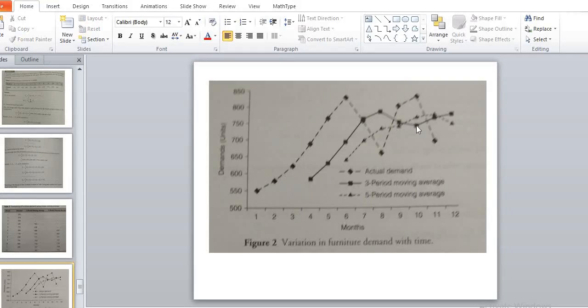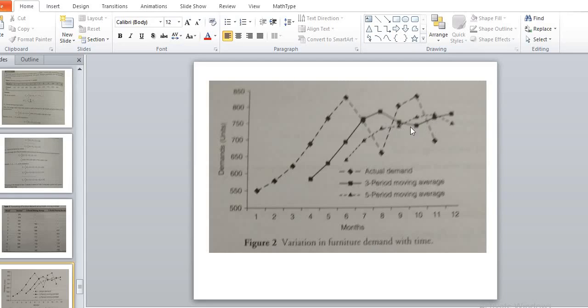The 3-period moving average method will be closer to the actual demand curve, and it also shows some variation. In the 5-point moving average method, as the number of points or data increases, the curve becomes smoother, but it differs from the actual curve. It cannot capture that sharp variation. As the points increase, the curve is smoother, but sharp variations in the actual demand curve cannot be predicted.